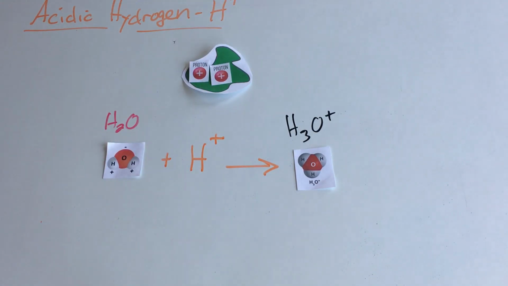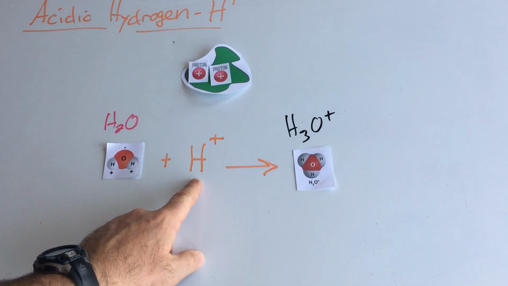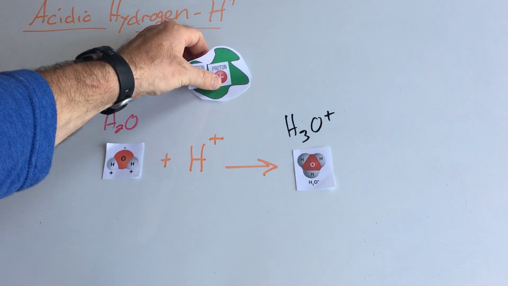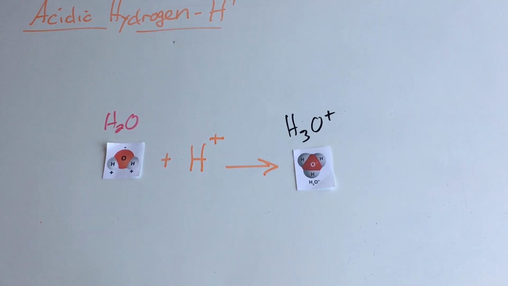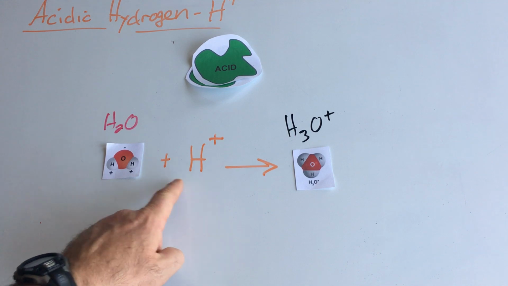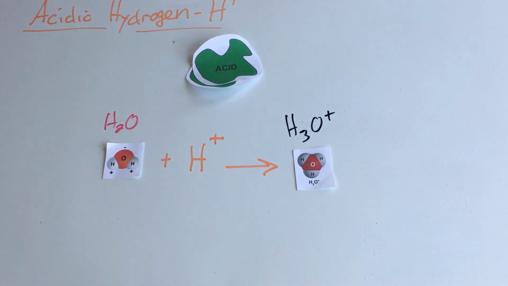If you have an acidic hydrogen, if you add a positively charged hydrogen ion to water, then you are an acid. So if you can add one of these, an acidic hydrogen, to water, you are an acid. And that's how we chemically figured out what an acid is.